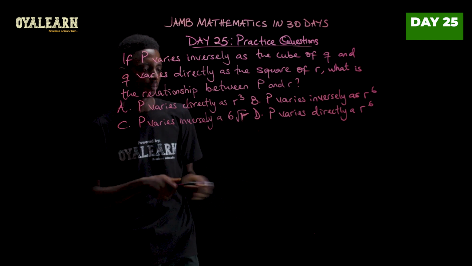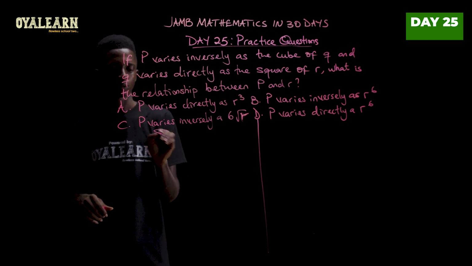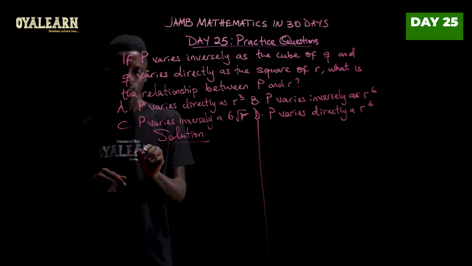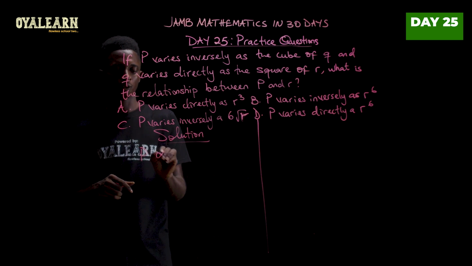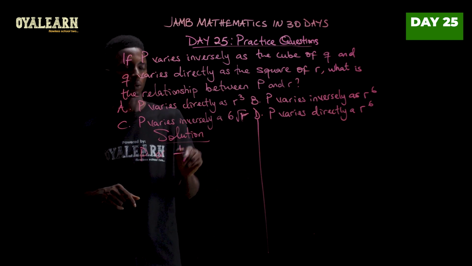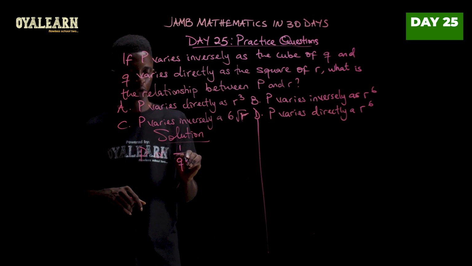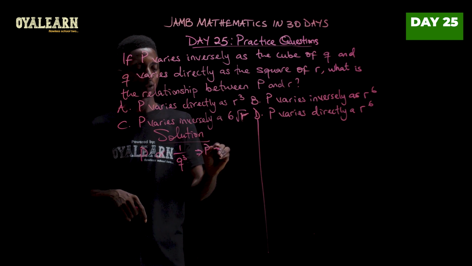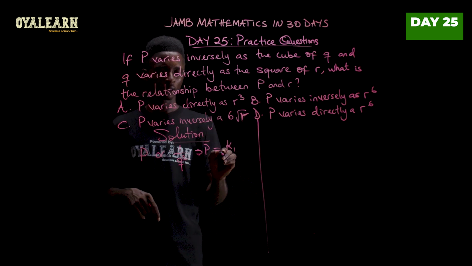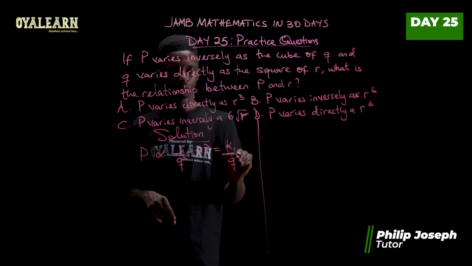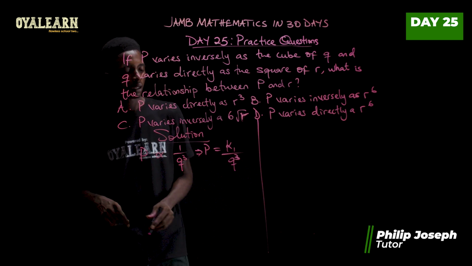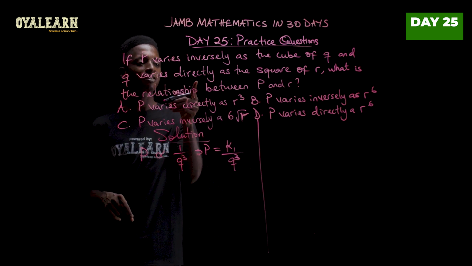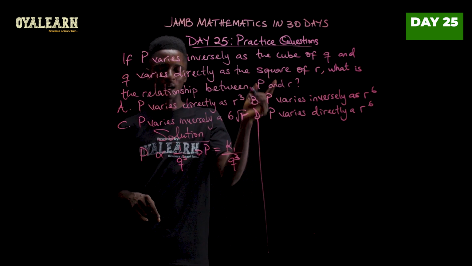So to solve this problem, we start with the first statement. We're told that P varies inversely. So that will be 1 over cube of Q. So Q raised to the power of 3. Now what this implies is that P will equal, so let's call this constant K1, over Q cube. Okay? Now to the next statement, we're told Q varies directly as the square of R.